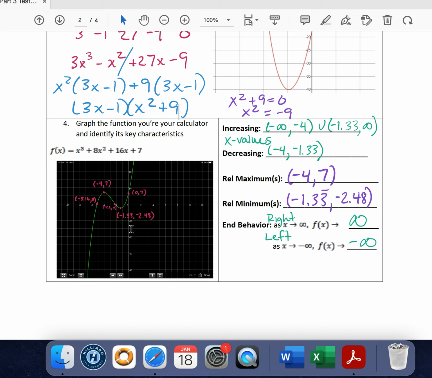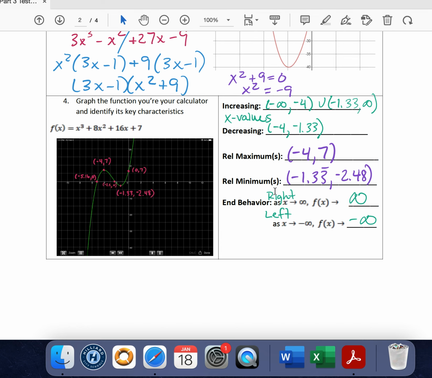Right? So the intervals of increasing and decreasing are all about the x values and when that happens. End behavior, again, as x goes to the right, it goes up. As x goes to the left, it goes down.